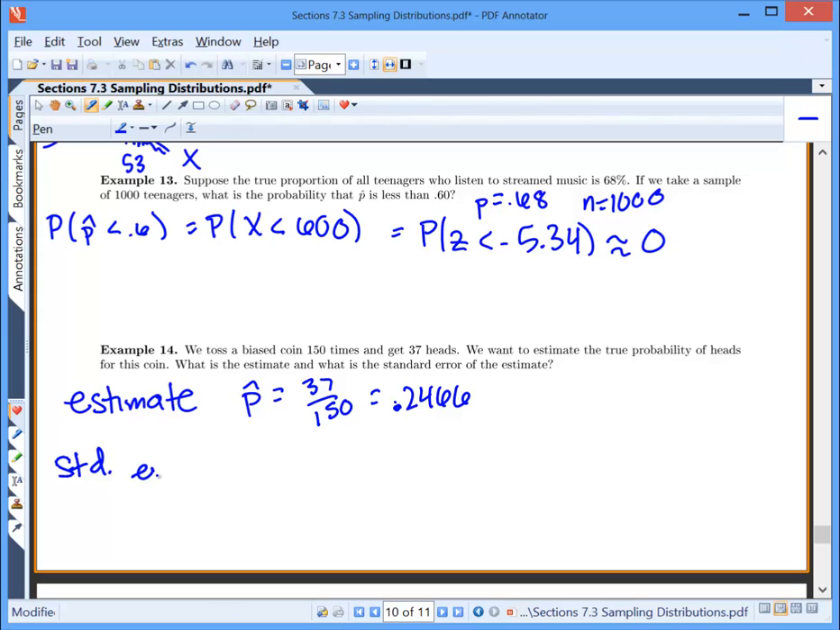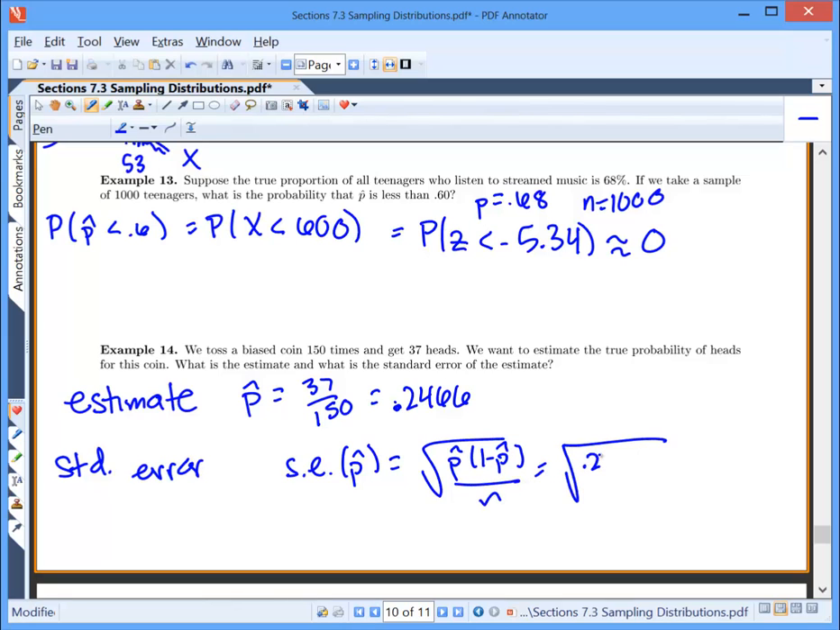And the standard error, SE of p hat, is defined as the square root of p hat times 1 minus p hat over n. So the square root of 0.2466 times 1 minus 0.2466 over 150. And this gives me 0.0351.